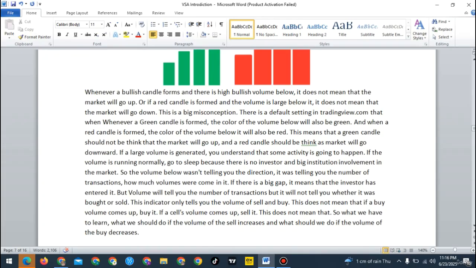But volume will tell you the number of transactions, but it will not tell you whether it was bought or sold. This indicator only tells you the volume of sell and buy. This does not mean that if buy volume comes up, buy it, and if sell volume comes up, sell it. This does not mean that. So what we have to learn is what we should do if the volume of the sell increases, and what we should do if the volume of the buy decreases.